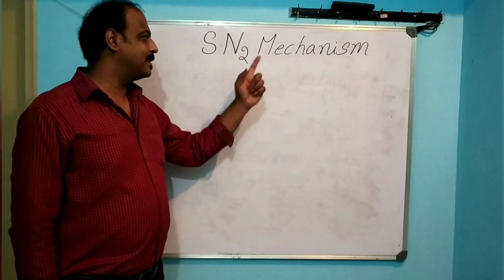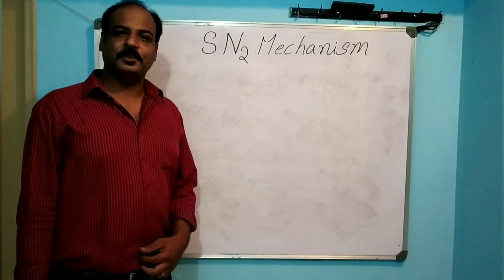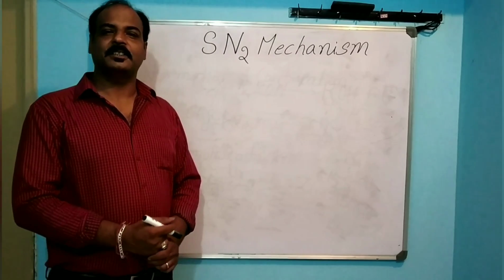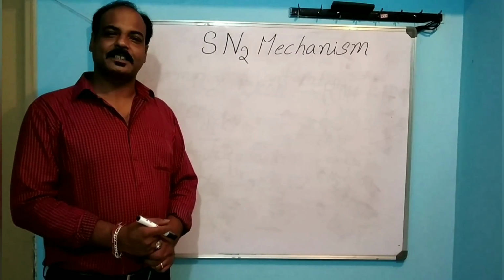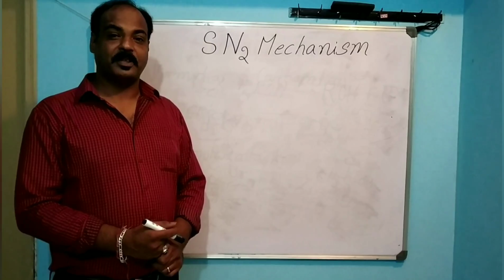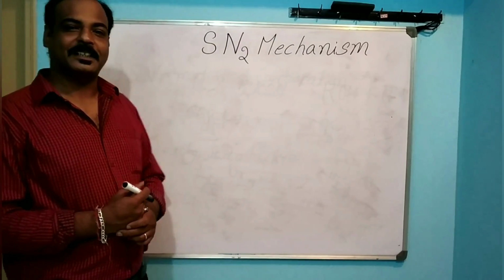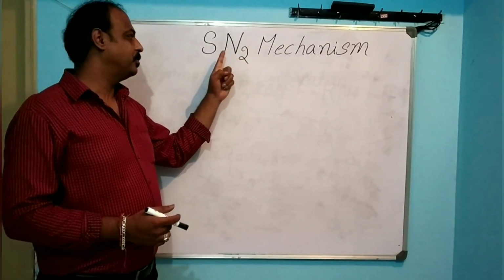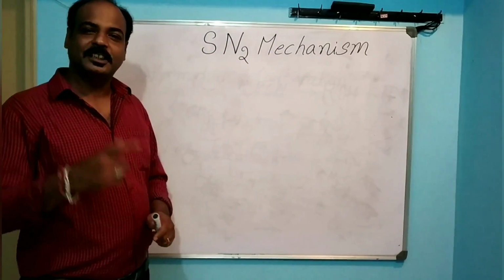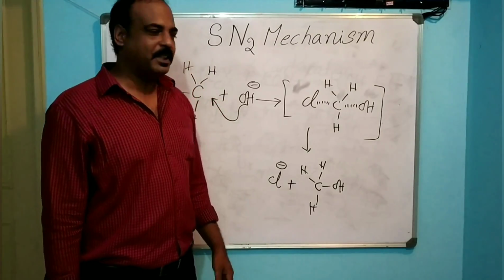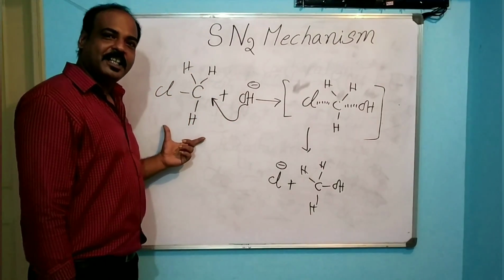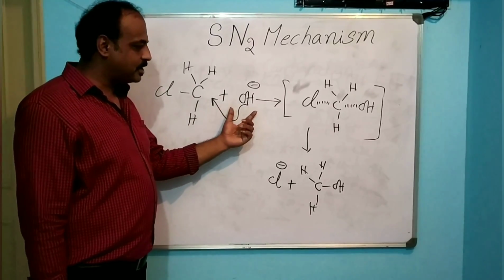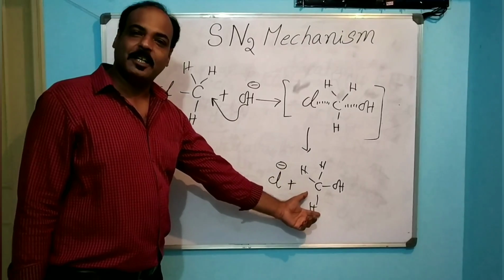Let us see the SN2 mechanism. In this SN2 mechanism, two reactants are involved in the rate of the reaction. So the rate of the reaction depends on both the reactants. Therefore, it is considered as bimolecular nucleophilic substitution reaction. Let's take an example of methyl chloride. Methyl chloride is made to react with aqueous KOH and it will give methyl alcohol.